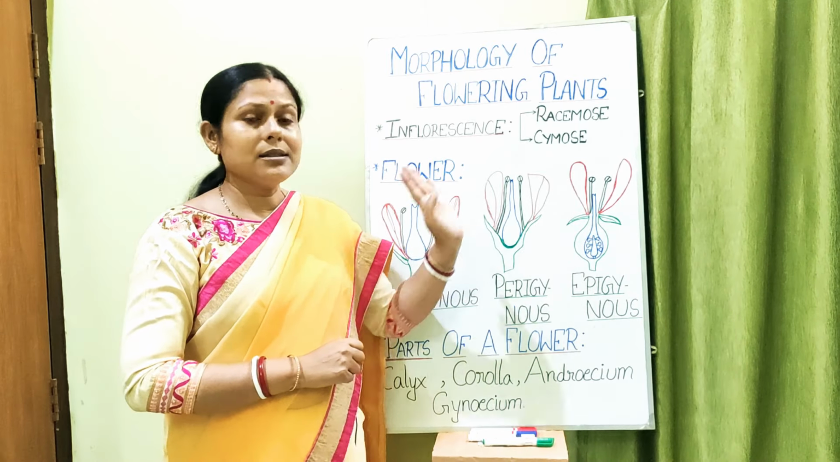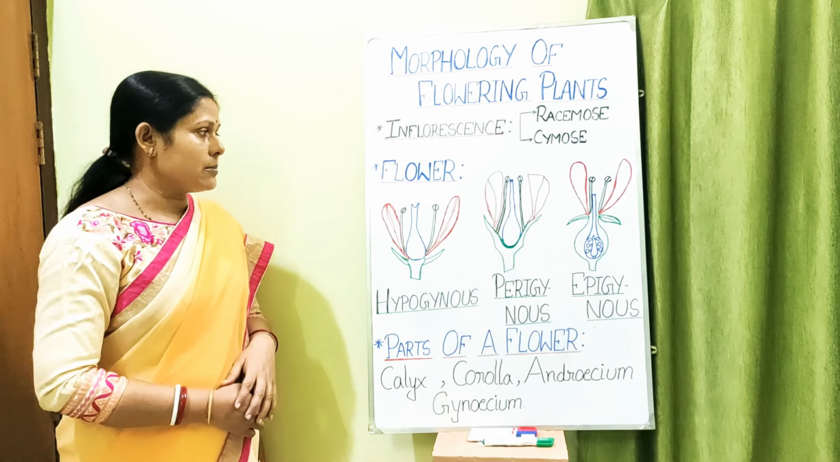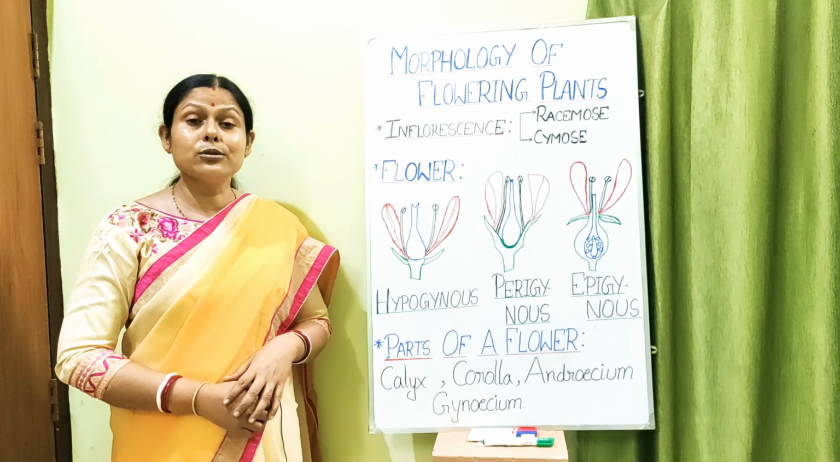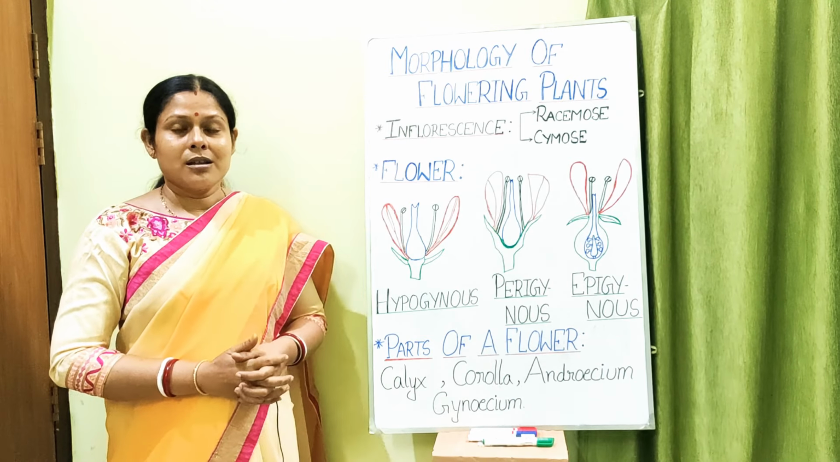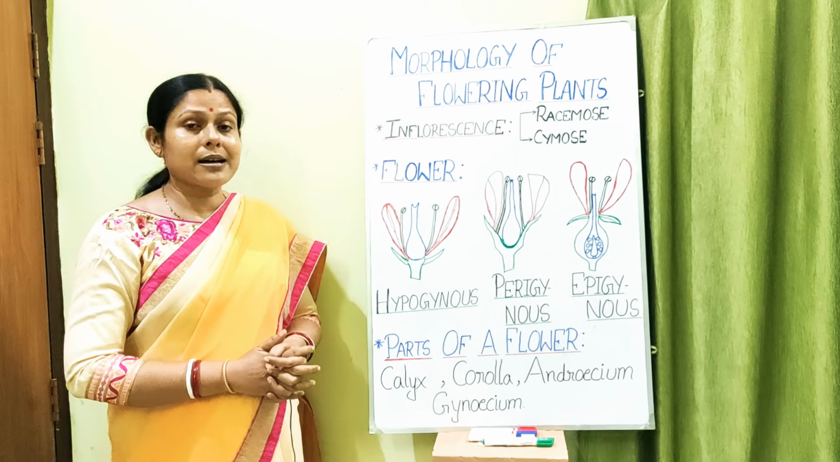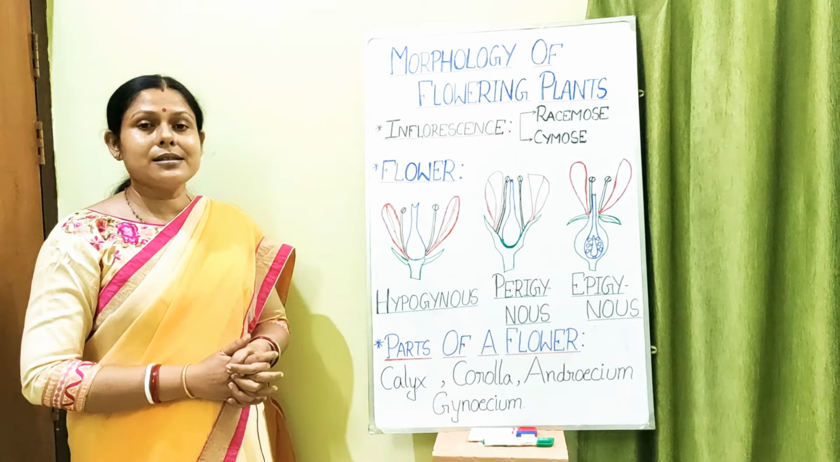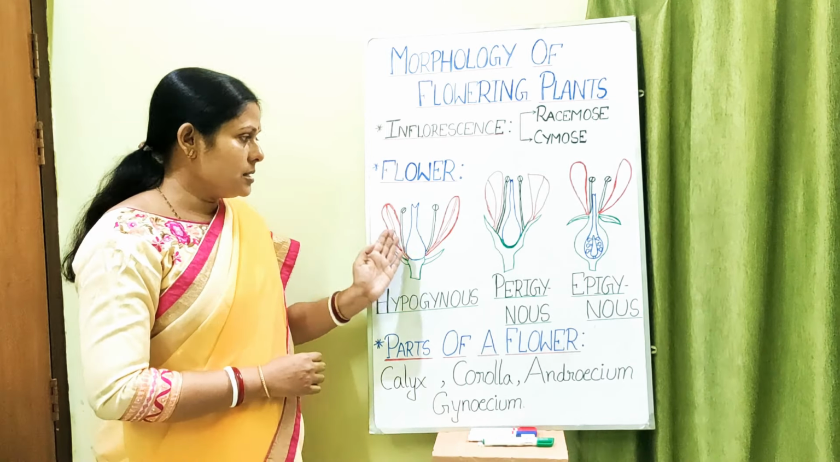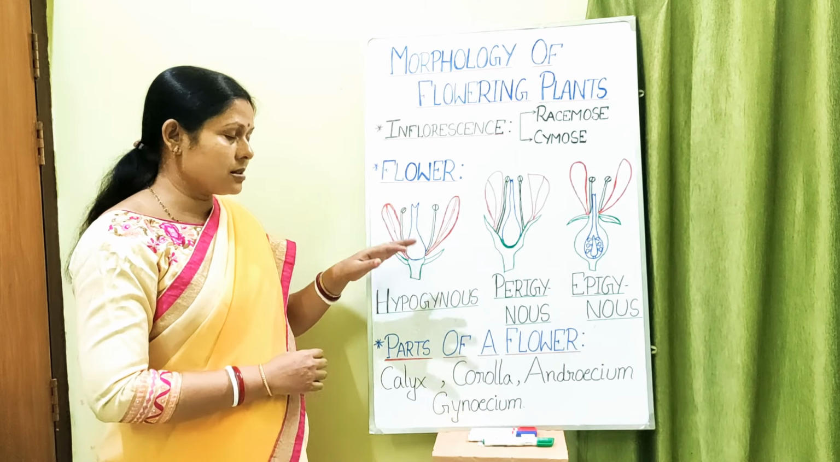Okay, so these are the things. Now the next thing which has been discussed in your book is about the flower. We have read about the flower in class 10, and I don't think there is a need to repeat the parts of the flower, but here in class 11 we have to study something new about the flower besides the 4 whorls of the flower.